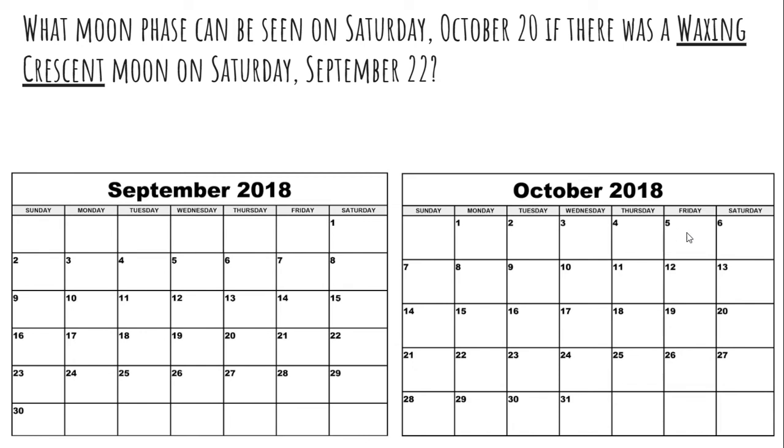1 week, 2 weeks, 3 weeks, 4 weeks. So with that being said, we know that in order to complete the entire cycle takes 4 weeks or 28 days, which means if we were starting with a waxing crescent and 4 weeks pass, we're right back where we started. So that would mean October the 20th would also have a waxing crescent moon.